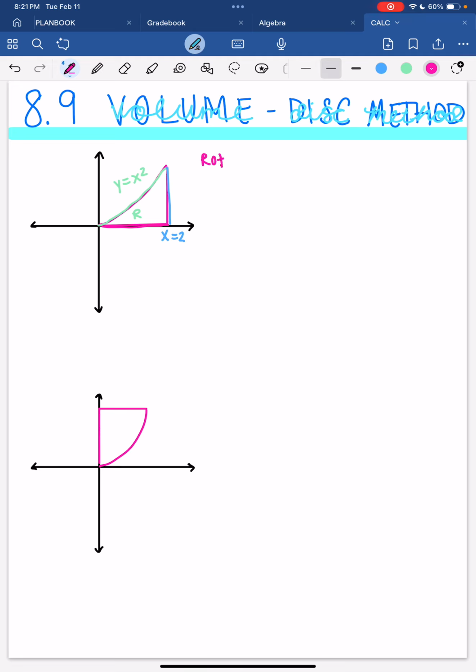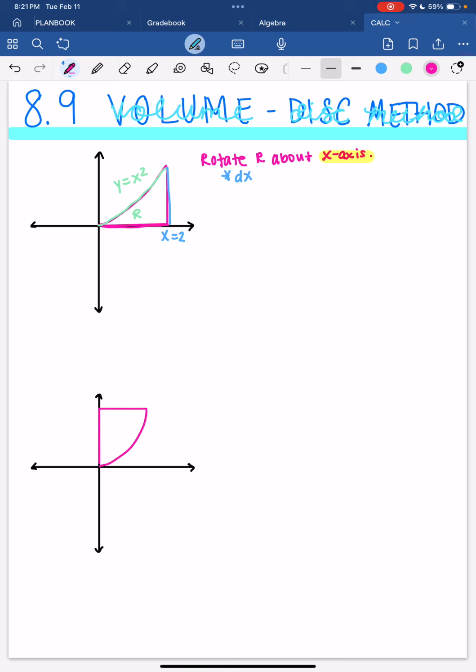So I'm going to ask you to rotate this region, rotate R about the x-axis, and we're going to be finding the volume. Okay, so first of all, whatever axis I ask you to rotate it about, that is what we're integrating with respect to. So your first thought is, okay, we're rotating it about the x-axis, we're going to be integrating with respect to x.